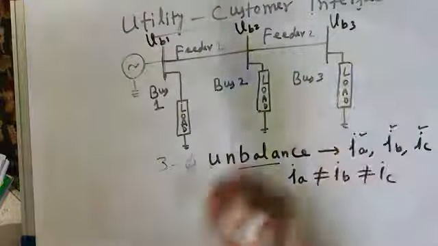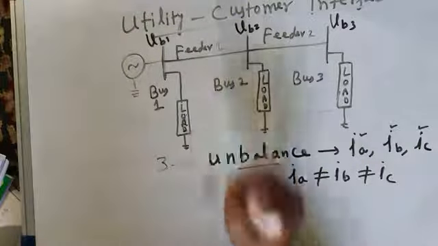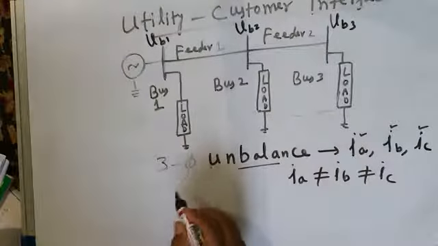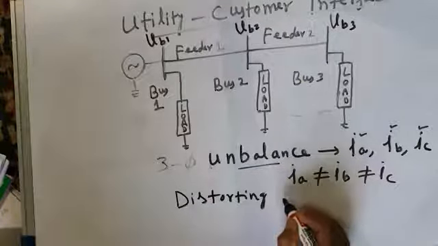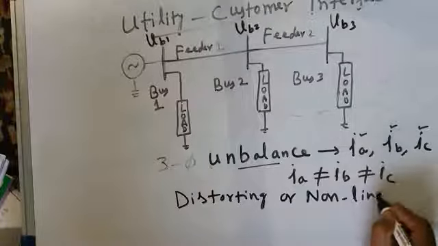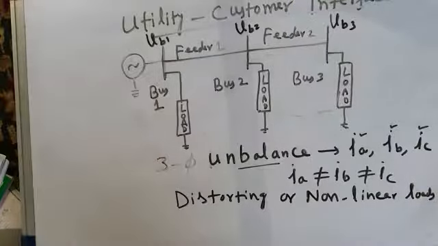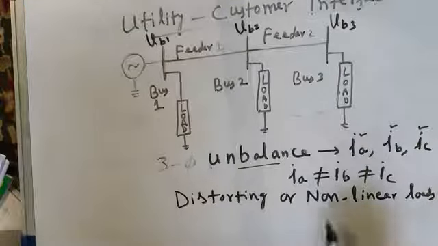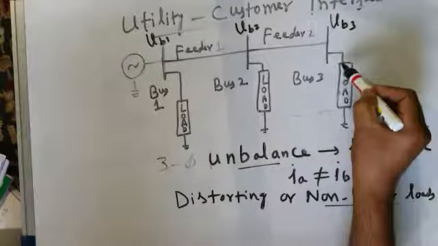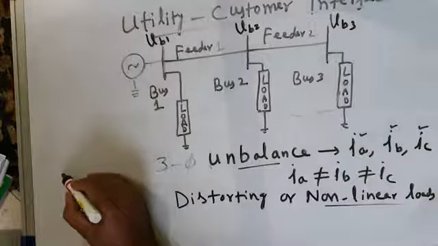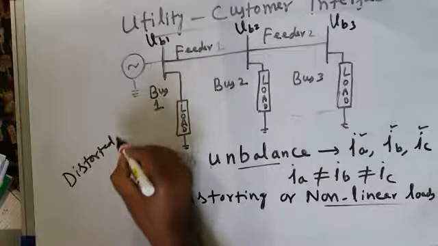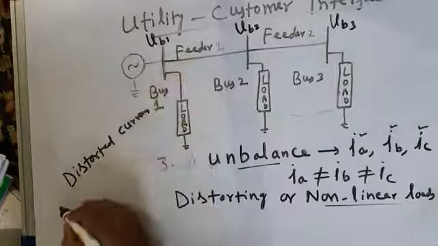Now there may be some loads on these buses. In addition to unbalance, there may be some loads operating on these buses which are drawing distorted currents, distorting or non-linear loads. I have already given you an example of various types of non-linear loads. All power electronics based loads which use front-end AC to DC converters act as non-linear loads. Now it is possible that the group of loads on bus 3, or any of these buses, are feeding non-linear loads. Now these non-linear loads draw distorted currents from the supply, distorted currents which are rich in harmonics.